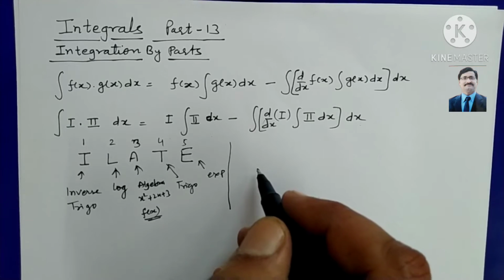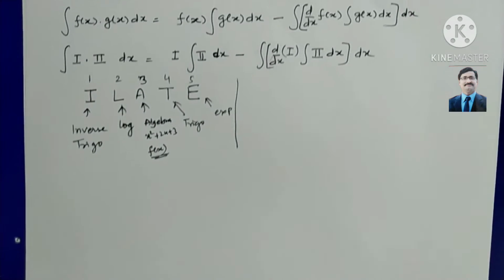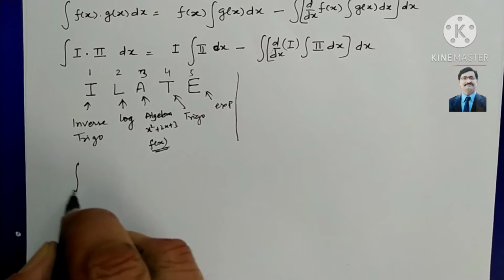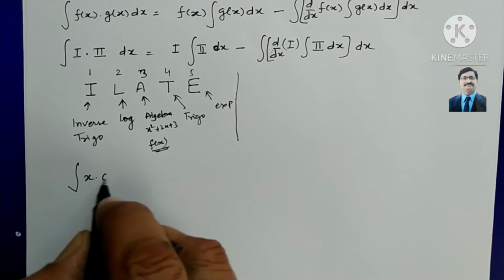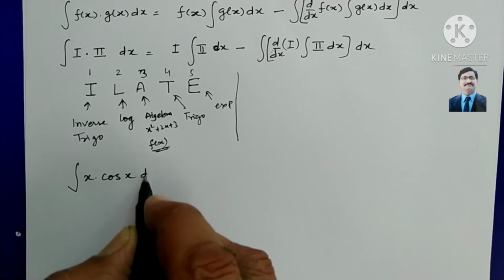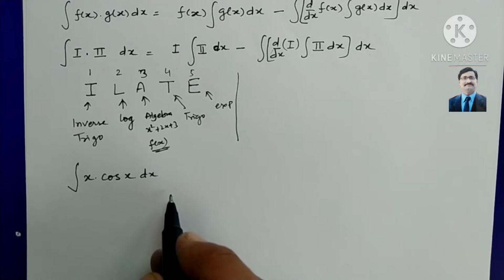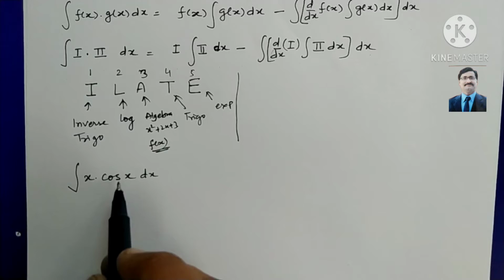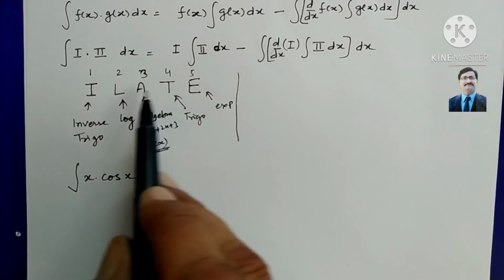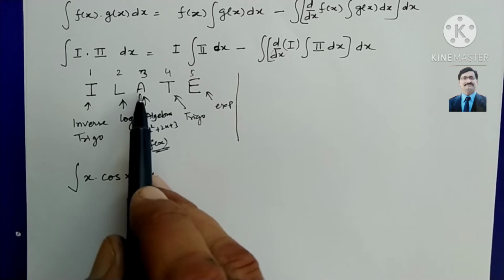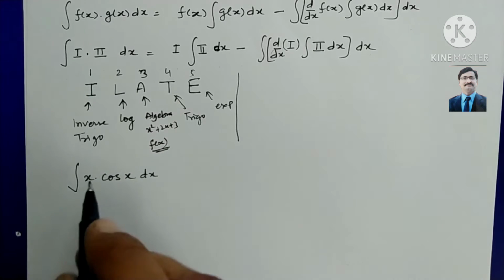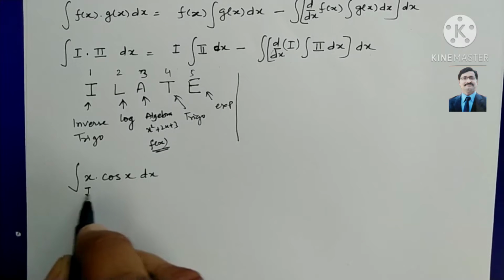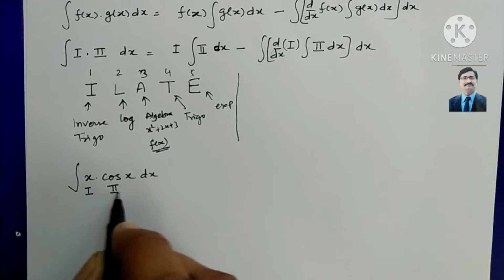So look here, we will do one question, then you will understand. We have to find the integral of x cos x dx. This we have to integrate. Now here x is algebra and cos x is trigonometry. So look here, algebra and trigonometry, what will come first? Algebra will come first and trigonometry is second. So x is first and cos x is second.